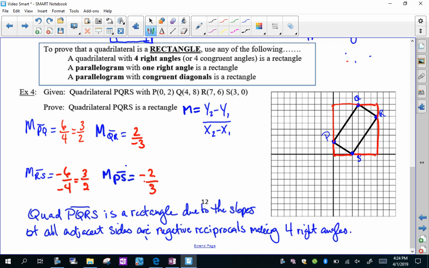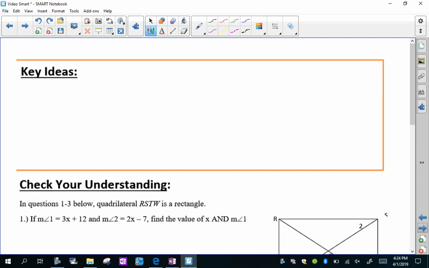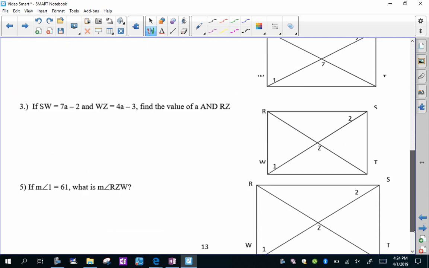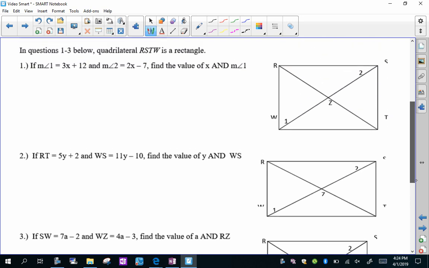All right, now what I want you to do, key ideas, of course, and then some good algebra problems there for you to do with those properties of rectangles.